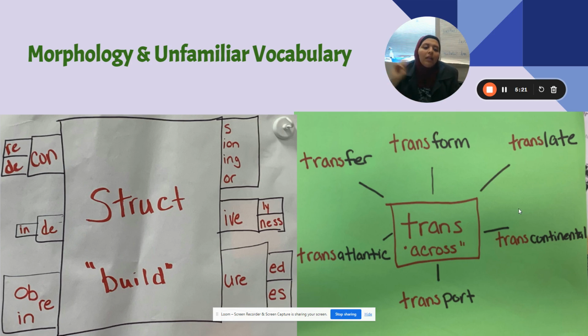Translate means to turn one language to the other. Transform means to change one form or to take one form across and make it something else. Transfer means to take something from one place to the other. Transatlantic means to go across the Atlantic Ocean. Transport, we know that port means to carry. So if something is being transported, it's being carried across borders or across states or from one area to the other.